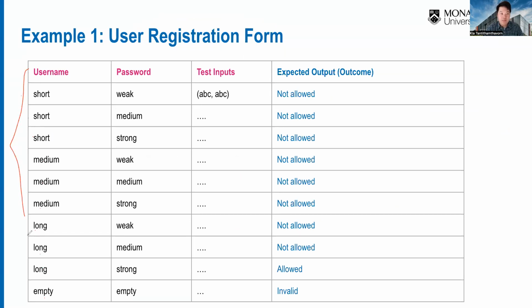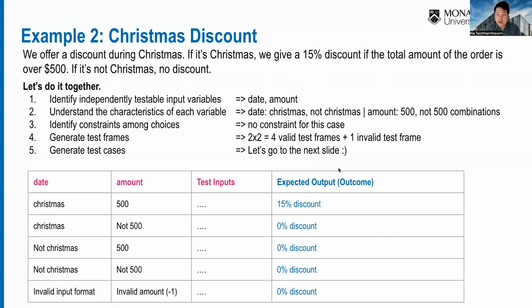We generate all of the test frames here, and then we just randomly select one test input that is representative of the test frame. And then we already know what the expected output is, right? So only for the long username and the strong password, the expected outcome will be allow. Otherwise, it will be not allow, or invalid input. That's how. This is an example of how we decide the test cases using category partition testing. This is quite easy and straightforward. Let's take a look at a more difficult one.